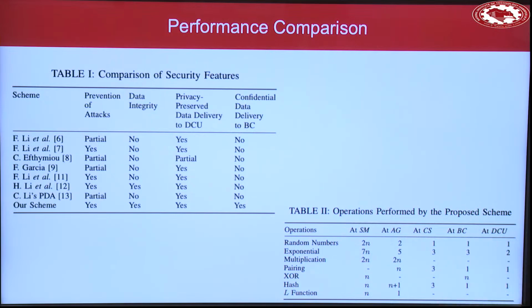So in this case, we are using random numbers, which are very, very efficient. You can generate them in a few milliseconds, not a problem. Exponentiation, that takes a while sometimes. Multiplications are reasonable. Pairing, maybe a bit. XOR, hashing, they all are very efficient. So you can use them as many times as you want.